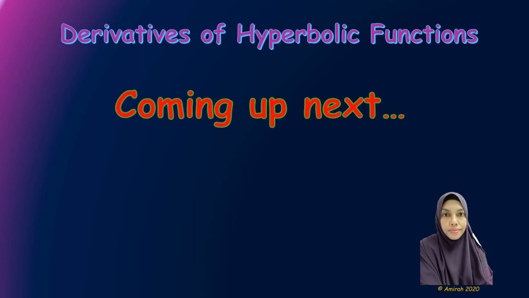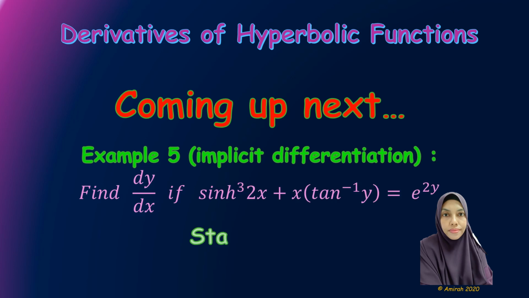Coming up next, example 5, implicit differentiation. Find dy over dx if sinh cubed 2x plus x times inverse tangent y equals e to y.